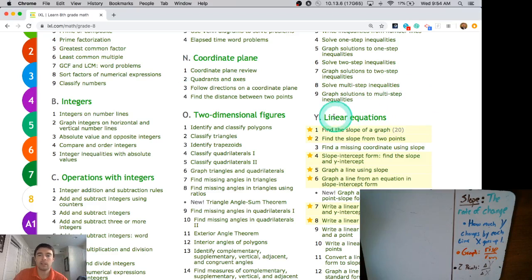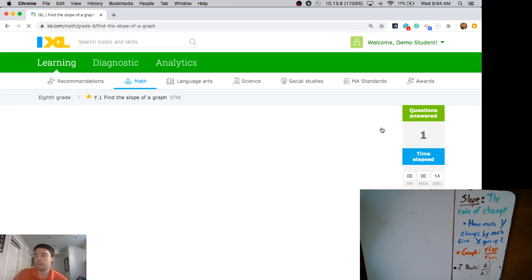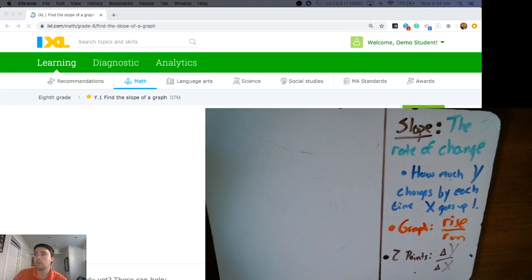Specifically, we're going to be taking a look at the first assignment in Cluster Y, the one that focuses on linear equations. For this lesson, we're going to be focused on the assignment Y.1 called Find the Slope of a Graph. So as we click into this assignment, I'm going to make the whiteboard a little larger and I want to talk quickly about slope.